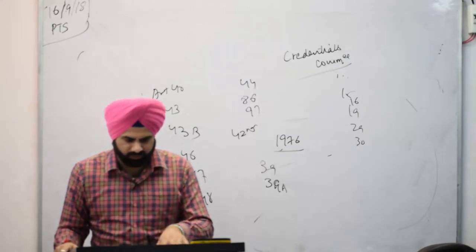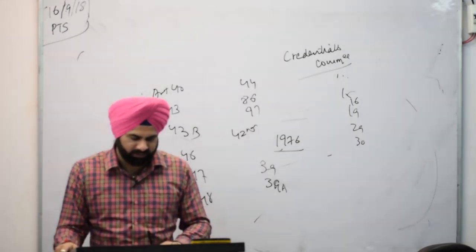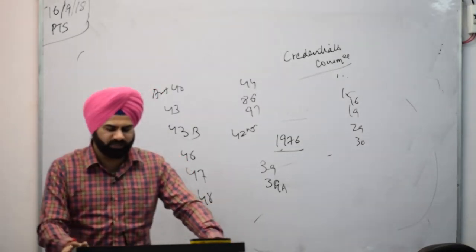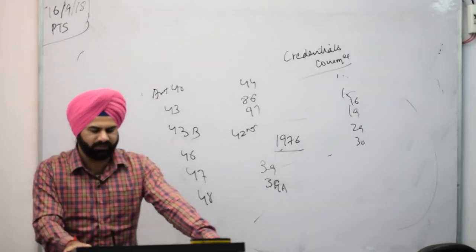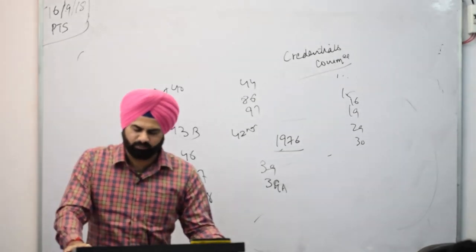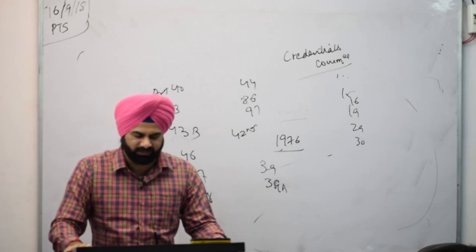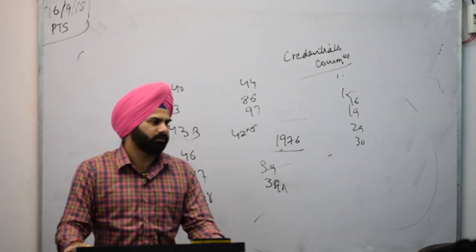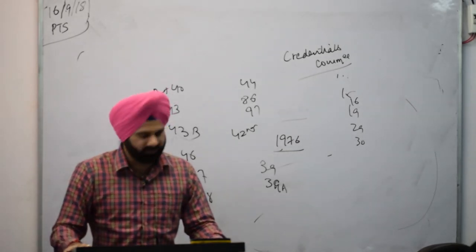Question number 33, the child born on Indian soil was not given Indian citizenship by birth despite her mother being an Indian citizen. Why? Very simple, A and D. Because the father of the child may have been an illegal migrant at the time of her birth. That is simple. 33. Question 34.